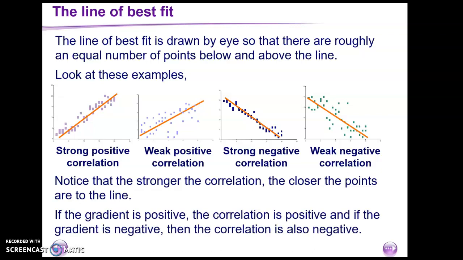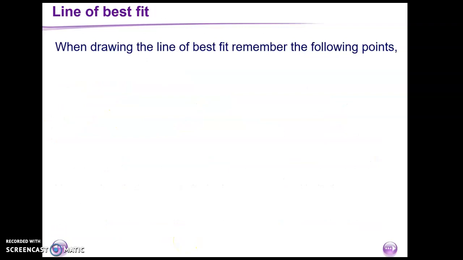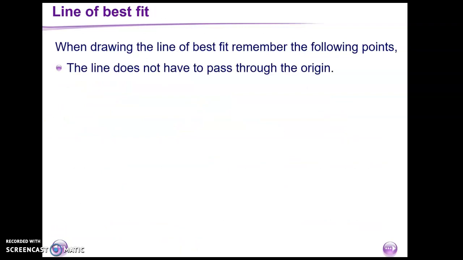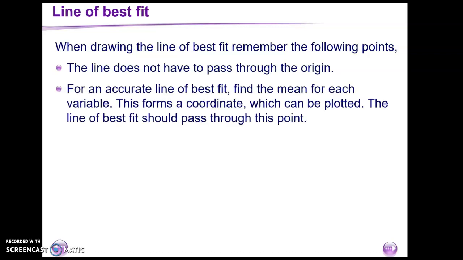If the gradient is positive, the correlation is positive. If the gradient is negative, the correlation is also negative. When drawing the line of best fit, remember the following points. The line does not have to pass through the origin. It could start anywhere. For an accurate line of best fit, find the mean for each variable. Actually, for the accurate line of best fit, use your eyes and make sure it goes through the middle.